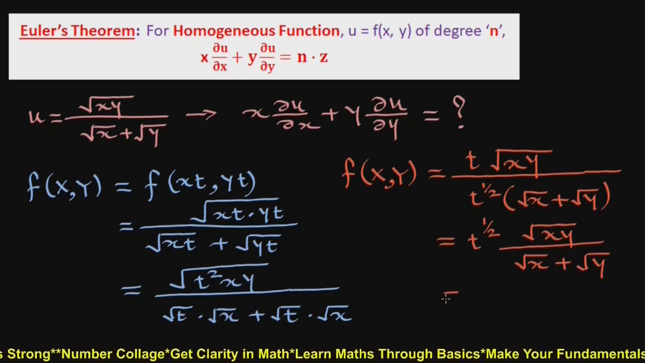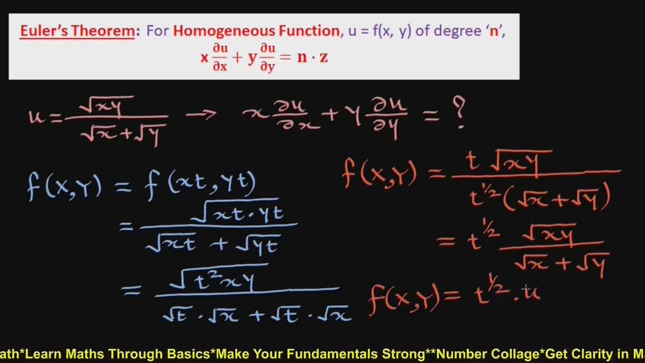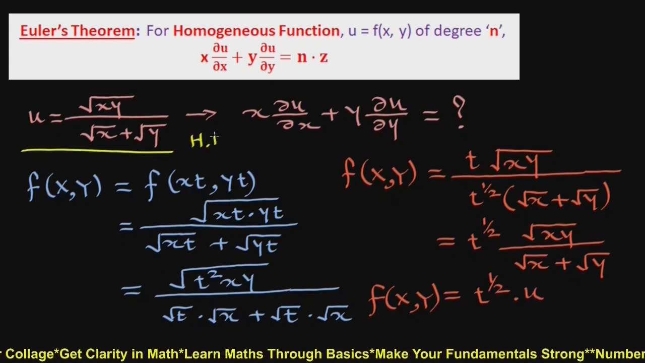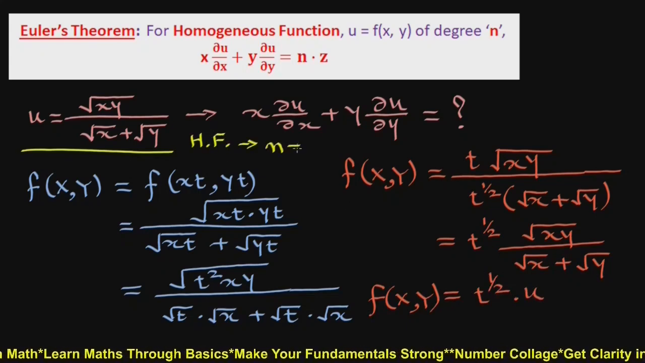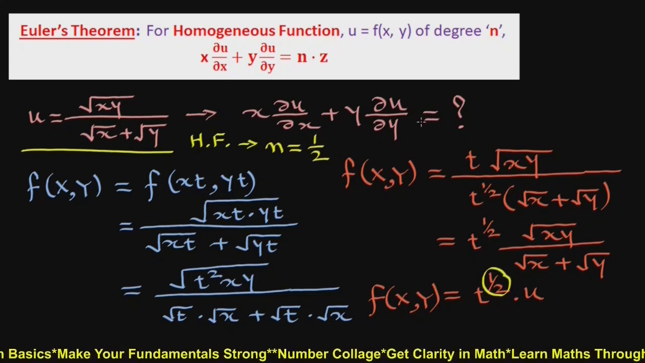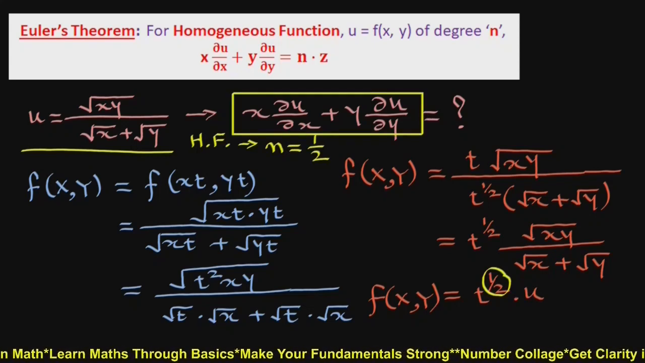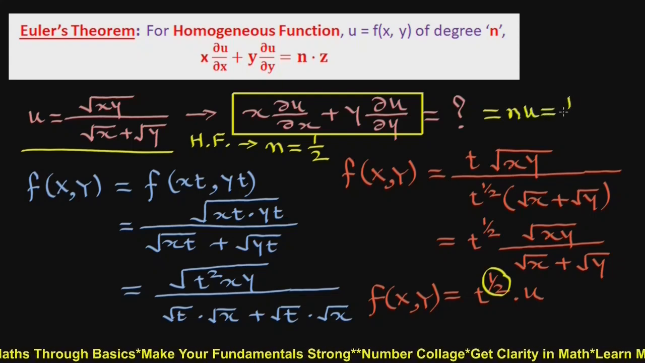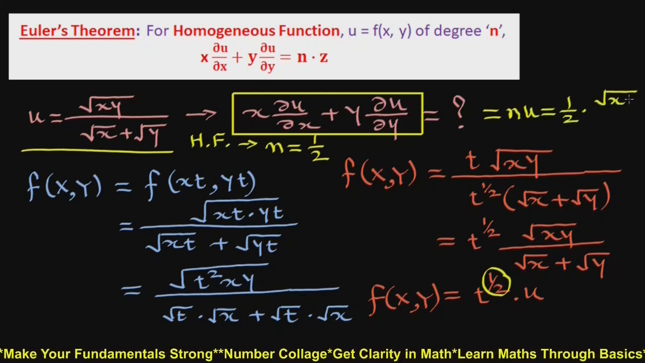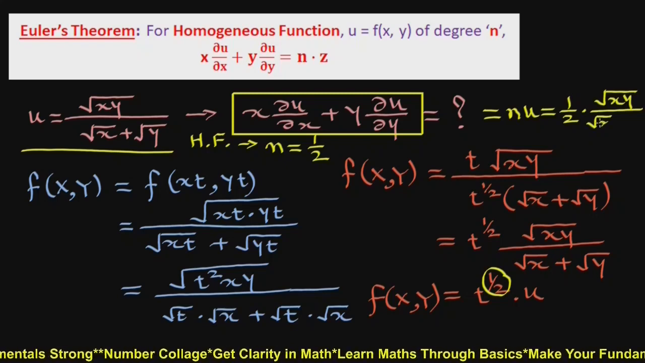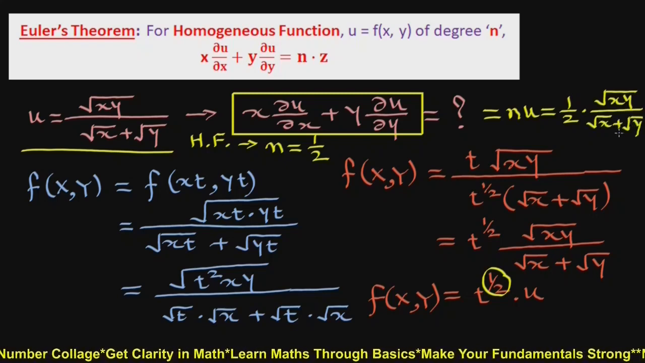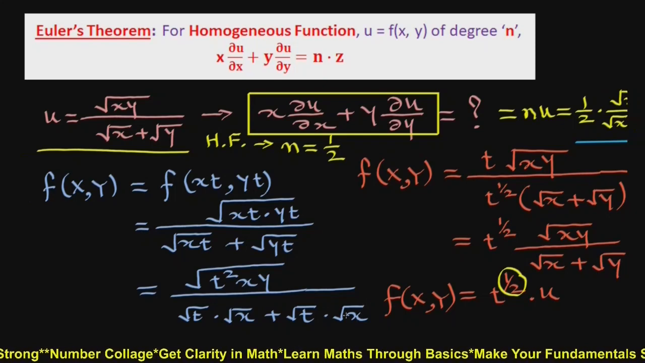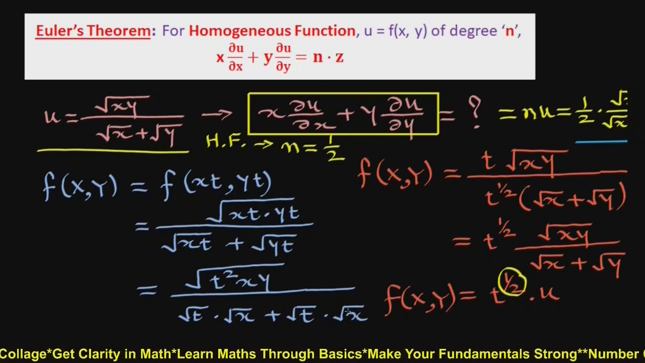which is t raised to half into u, which shows that u is a homogeneous function of degree n equals half. So this value according to Euler's theorem will be nu, that is half times square root xy upon square root x plus square root y. So this is the required value. Let me correct, this is not root x but root y.